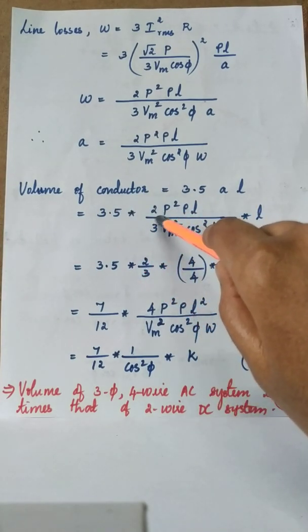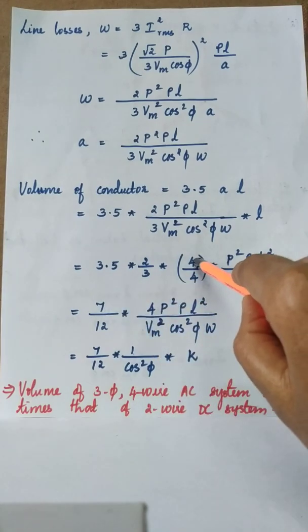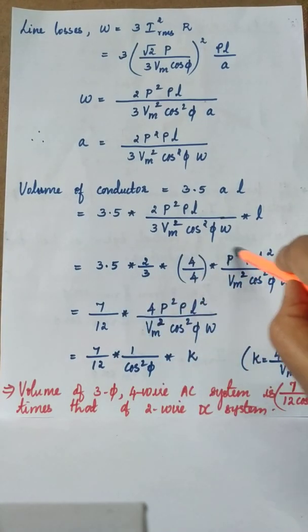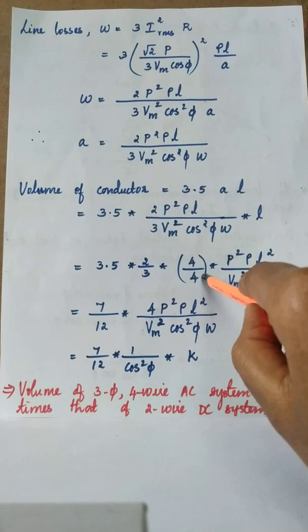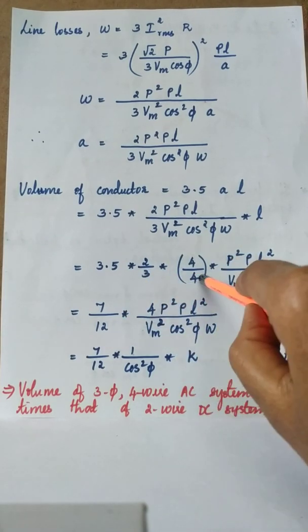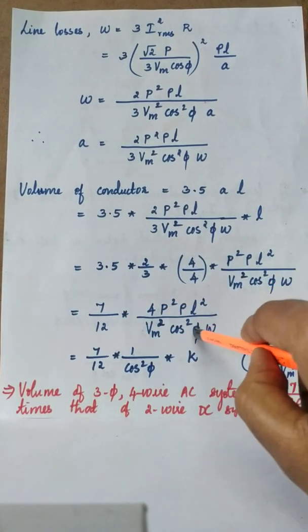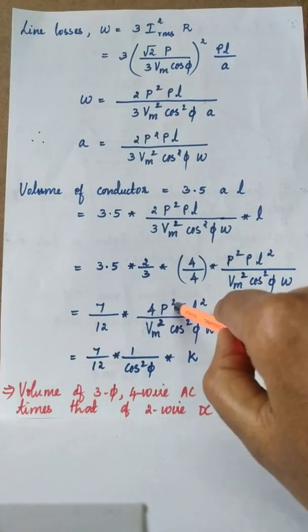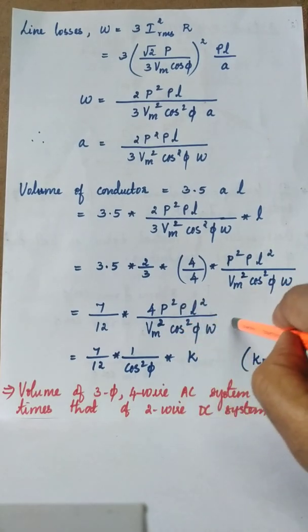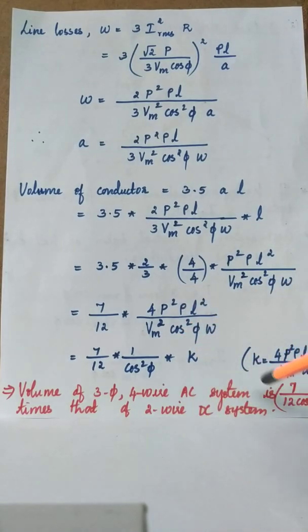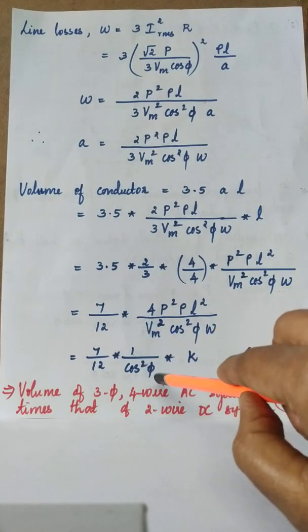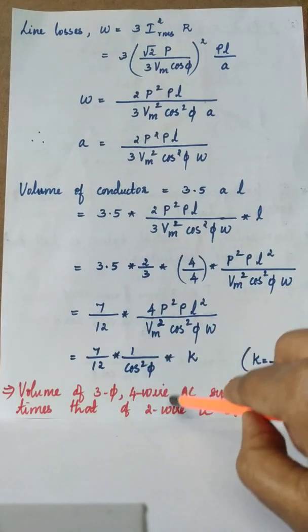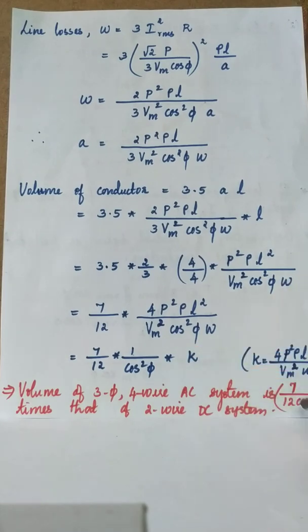So 3.5 into 2 is 7. Keep this numerator 4 separately and separate the denominator 4. So 3 into 4 is 12, and bring the cos square phi also separately. So you will get 7 by 12 cos square phi into 4P square rho L square by Vm square omega. That term is nothing but K. So the volume of conductor in a 3-phase 4-wire AC system is 7 by 12 cos square phi times the volume of a 2-wire DC system.